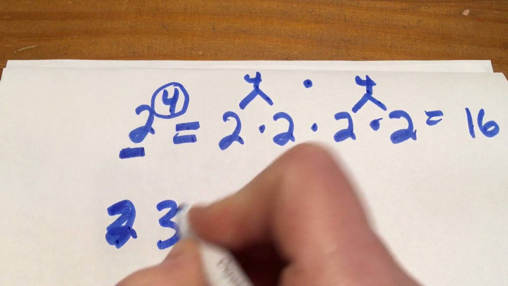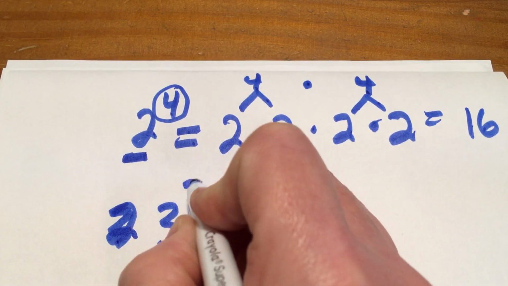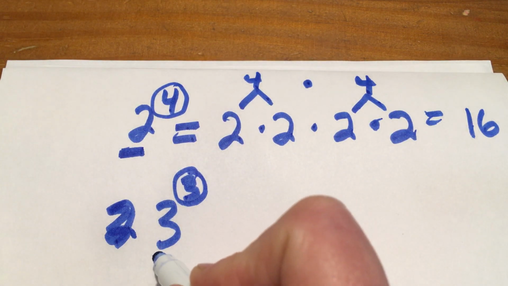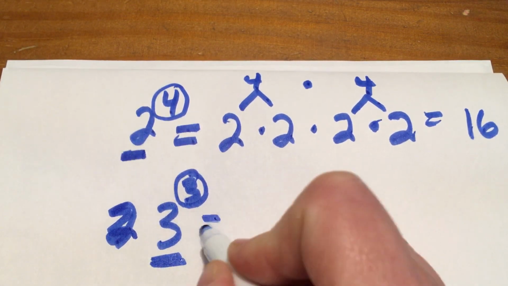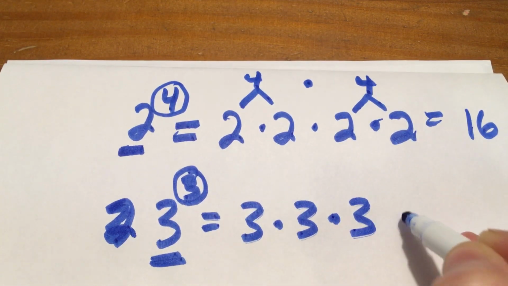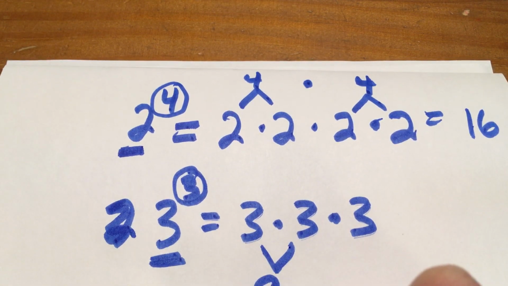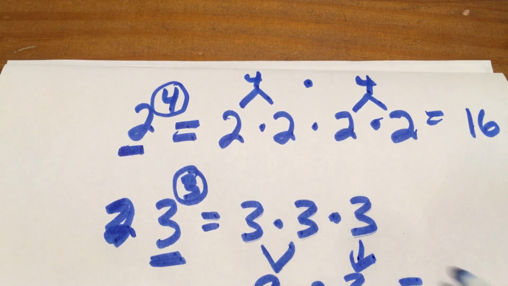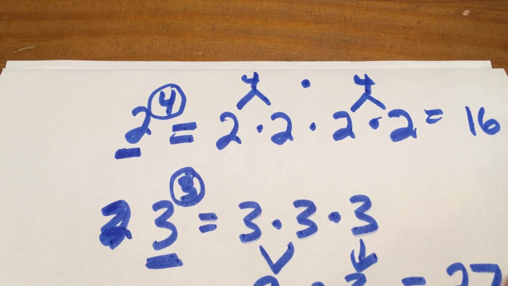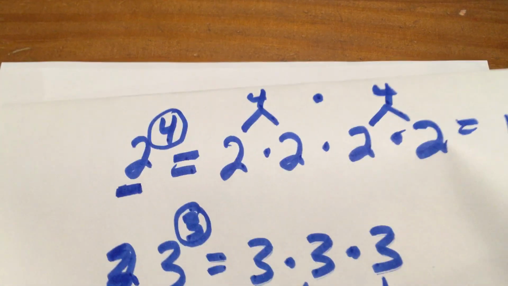Let's do a different one, 3 to the third power. So I'm going to multiply the 3 3 times. 3 times 3 times 3. 3 times 3 is 9. 9 times 3 is 27. So that's exponents.